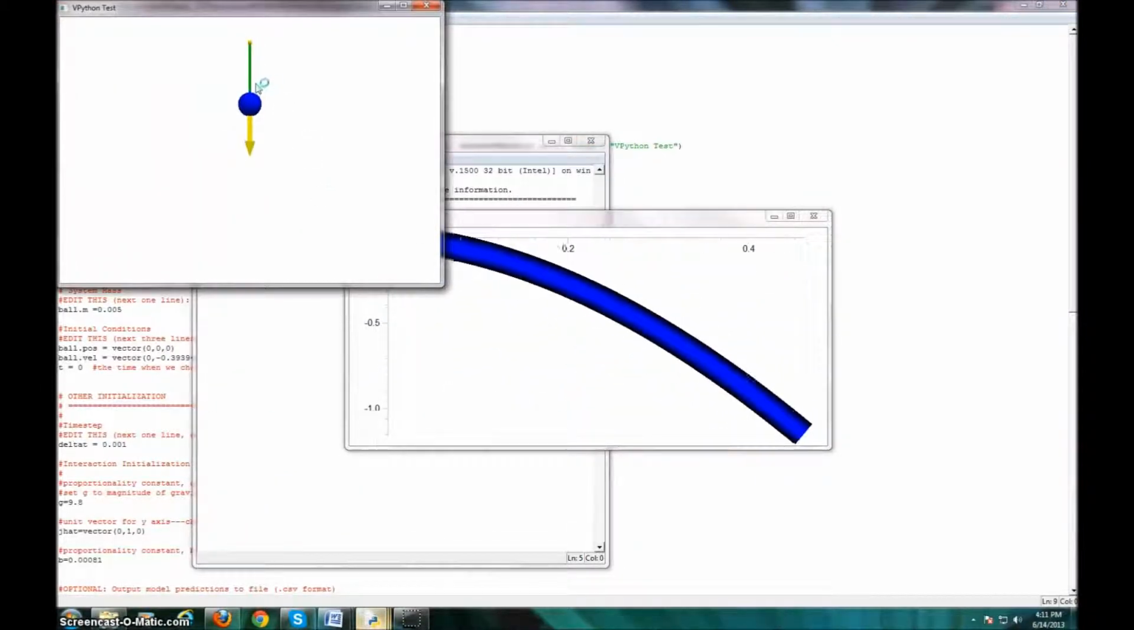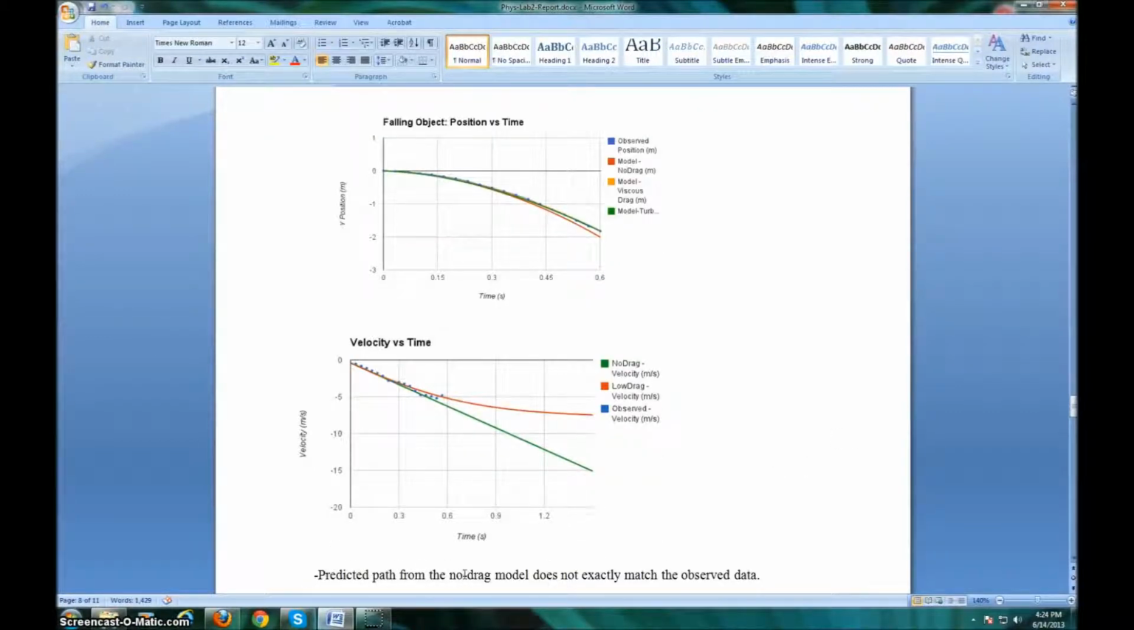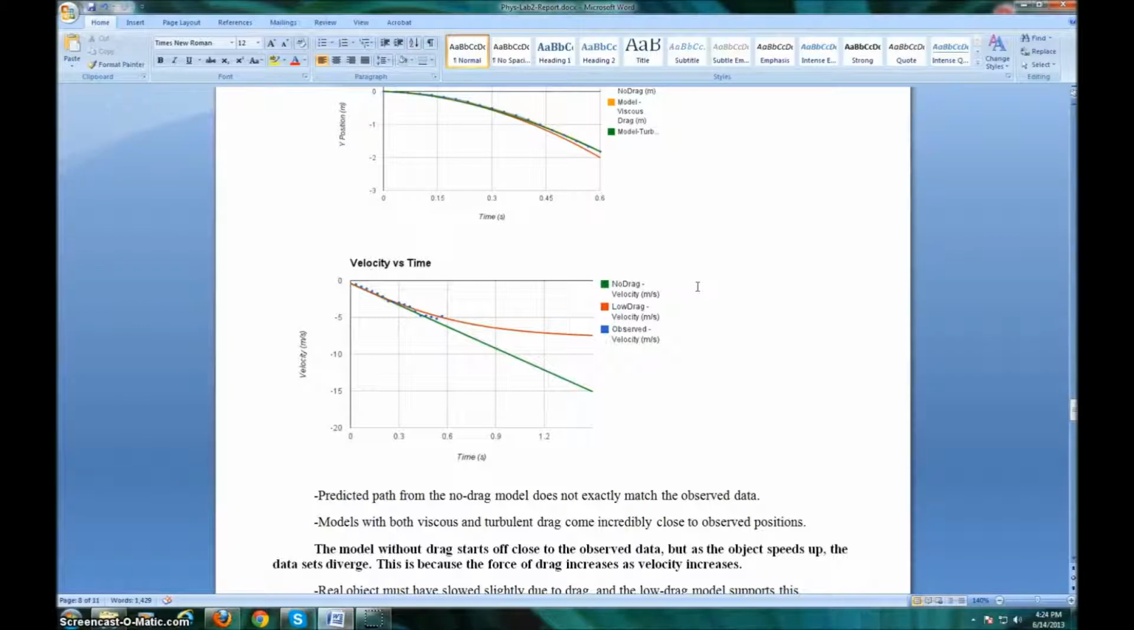As you can see, a little bit of force from drag starts pointing in the upward direction as this one speeds up. So let's analyze and compare our data. You can see I've got a position versus time graph and a velocity versus time graph. The predicted path from the no drag model does not exactly match the observed data. Models with both viscous and turbulent drag come incredibly close to these observed positions. The model without drag starts off close to the observed data, but as the object speeds up, the data sets diverge. This is because the force of drag increases as the velocity increases.